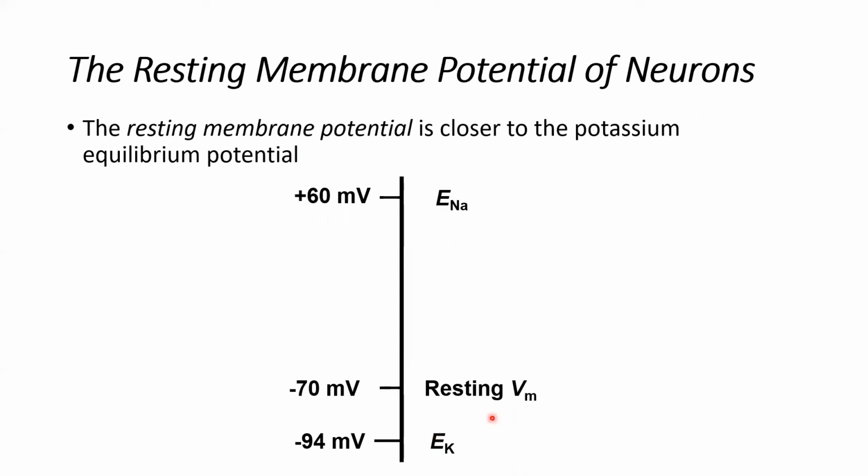But notice when a cell is at rest, its membrane potential is closer to that of potassium. This is because potassium has more channels. So in a resting cell, the membrane potential is going to more closely resemble potassium's equilibrium potential because there are more channels on the membrane for potassium than there are for sodium, right?